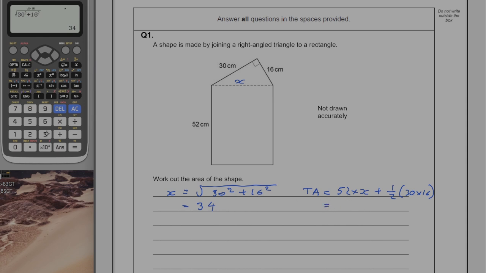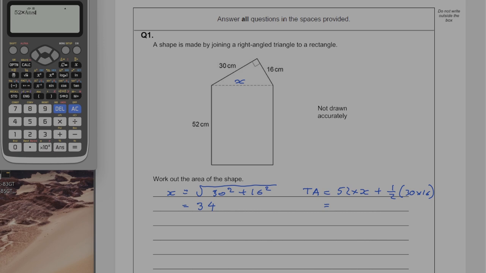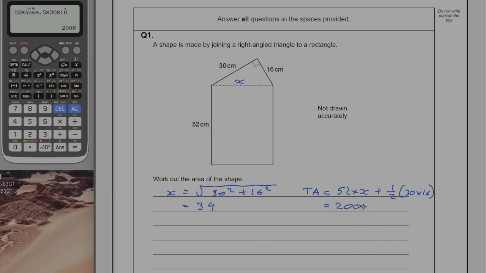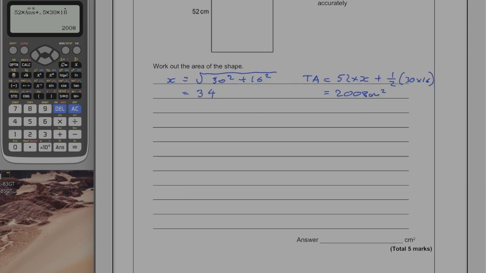The total area then is going to be 52 times that answer. To that, I'm adding 0.5 times 30 times 16. So I'm looking at 2008 centimeters squared. So 2008.